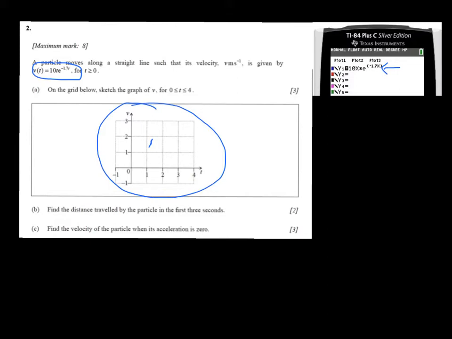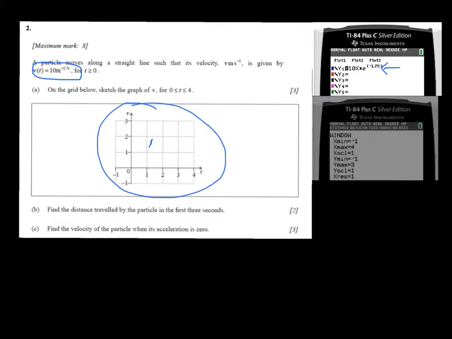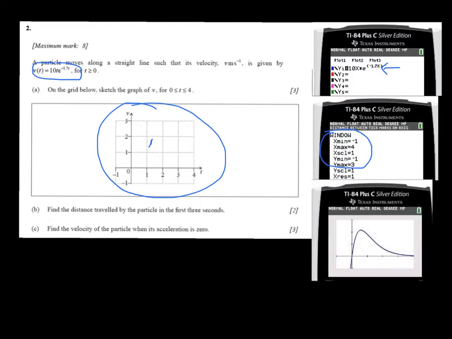So I'm going to set my view window according to exactly the length of the axis that I see on this diagram. Here is my view window, and here is the X range and the Y range for my view window. Now I'm ready to press the draw button and graph that function. This is my graph. This is exactly what I'm going to copy on the diagram.